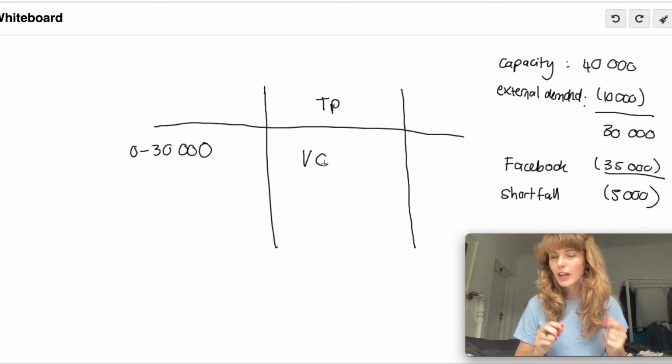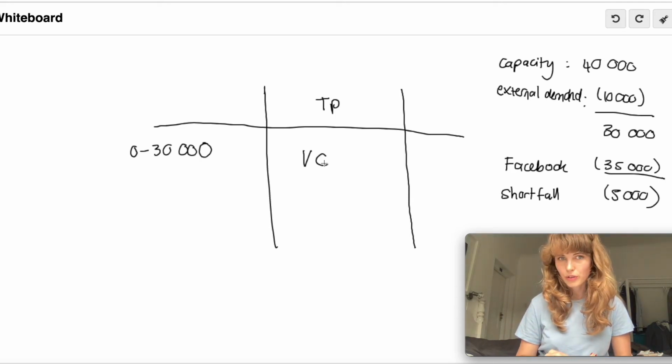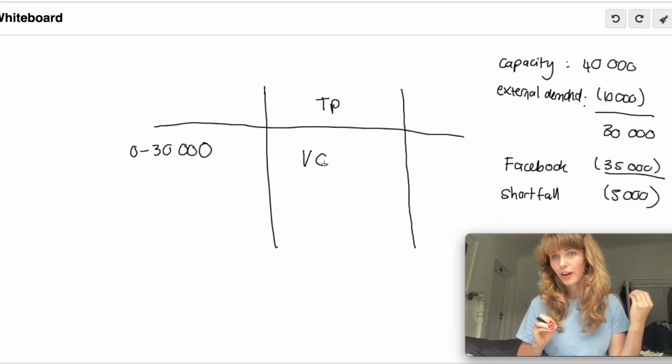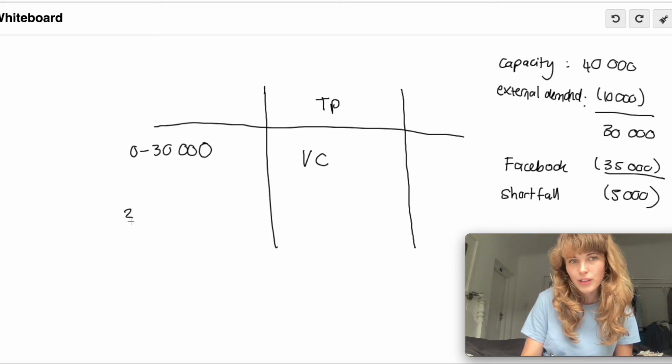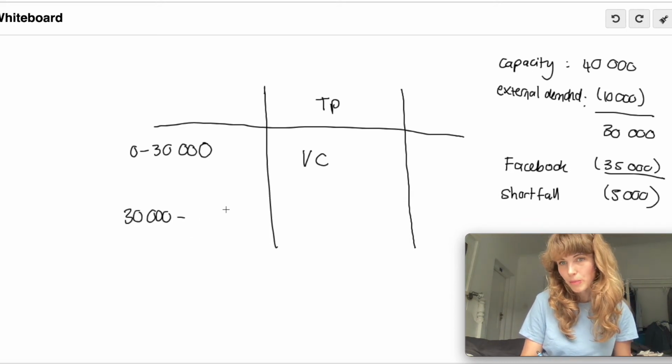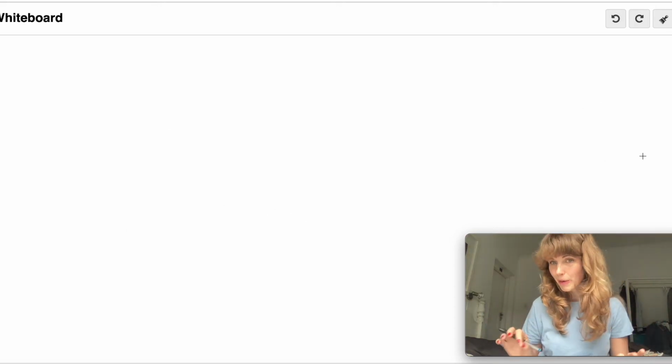However, if we sell any one unit over 30,000 units, we know that we can't satisfy the full external demand. Therefore, we are giving up on an external sale and losing that contribution margin. So for the range of 30,000 to 40,000, our transfer price is going to be our variable cost plus our opportunity cost. So let's just do a quick summary of a minimum price.